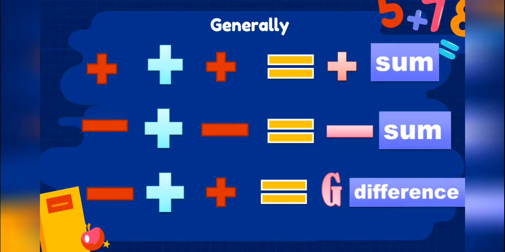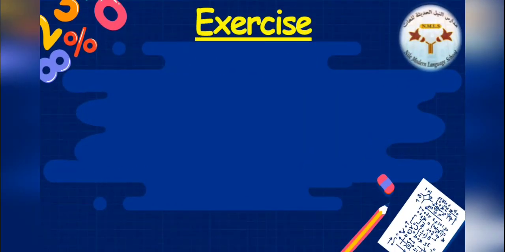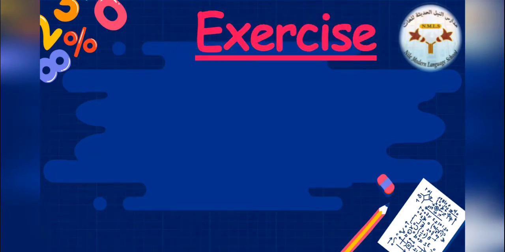Same sign, find the sum, keep the same sign. Different signs, find the difference, keep the greater sign. Let's solve some exercises to be sure that you understand this idea.